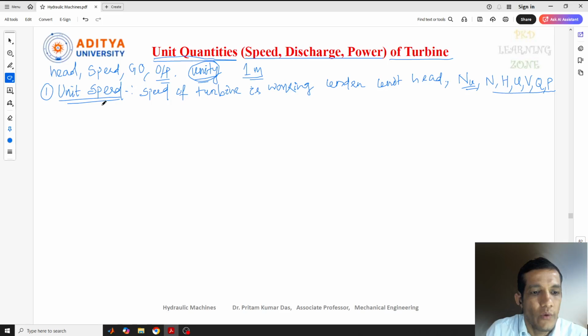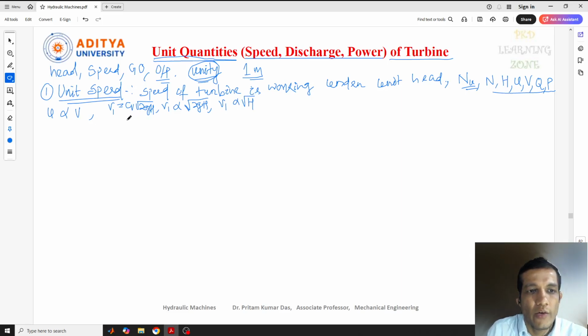To find this value, we first consider that u is proportional to V. Why? Because of two formulas. We know that V1 or V is equal to Cv root over 2gH. So if I write V1 is proportional to root over 2gH, then in this equation 2 and g are both constant, so we can write V1 is proportional to root over H.